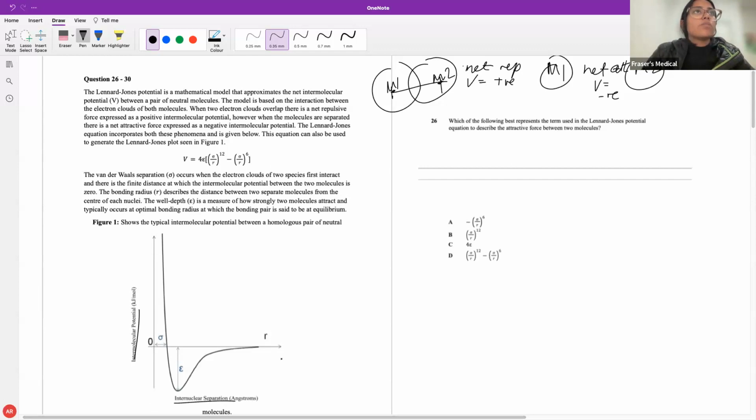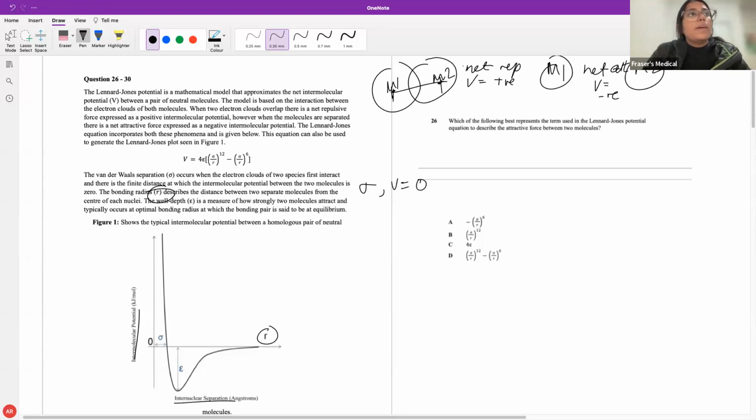And I have a bunch of symbols I don't know, but they're similar to the ones I see in the formula. Okay, cool. So the van der Waals separation, which is the sigma, occurs when the electron clouds of two species first interact, and there's a finite distance at which the intermolecular potential between the two molecules is 0. So at sigma, the potential is 0. The bonding radius describes the distance between two separate molecules from the center of each nucleus. Okay, great. So that's this here. So internuclear separation is also the bonding radius on here.